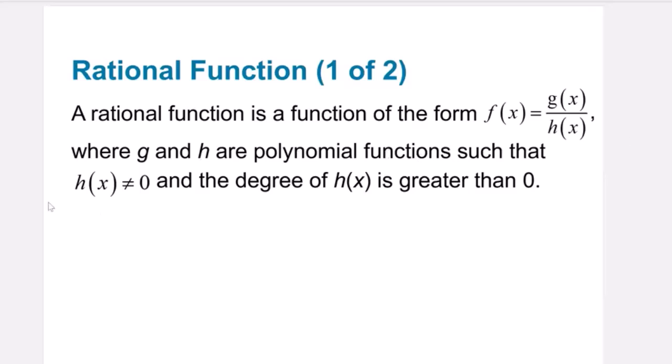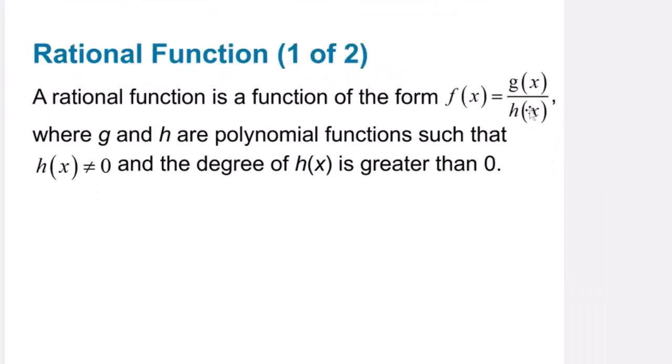The only thing that we have to be concerned about is that the denominator does not equal 0 and the degree of the denominator is greater than 0, which means we don't want a constant. If we have a constant in the denominator, we don't consider it a rational function. We can rewrite it into different fractions.